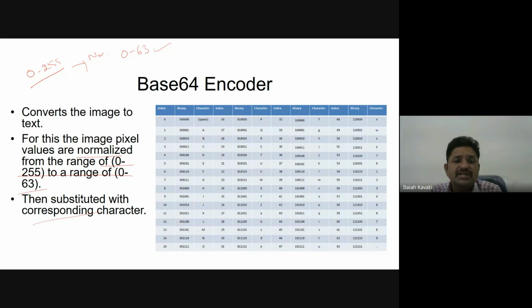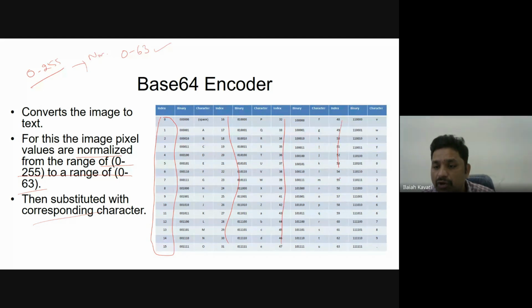Okay, this is the process. You can see these are the numbers, pixel intensities between 0 to 63, like 0 to 15, this is 16 to 31, 32 to 47, and 48 to 63. Now each pixel intensity will be converted: a pixel with 0 intensity becomes a space, a pixel with intensity 1 will be converted to A, pixels with 2 are converted to B. Likewise, these numbers will be converted into text.